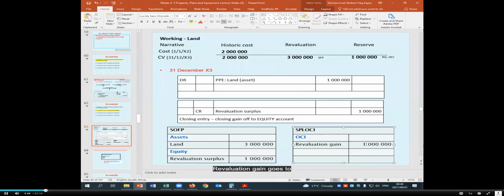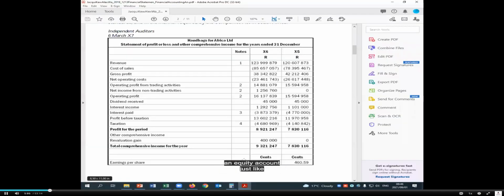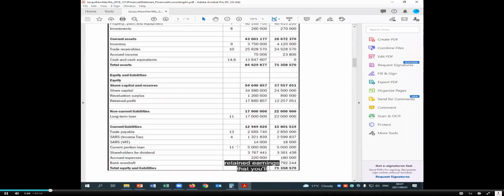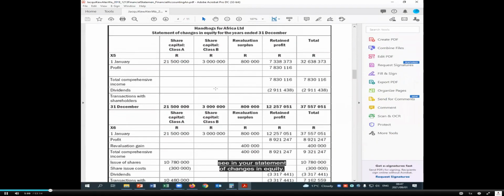That revaluation gain goes to your revaluation surplus account. Right? You credit revaluation surplus, just like how all profits and losses go to your retained earnings. Right? All revaluation gains or losses go to revaluation surplus. Revaluation surplus is an equity account, just like retained earnings, that you'll see in your statement of changes in equity.